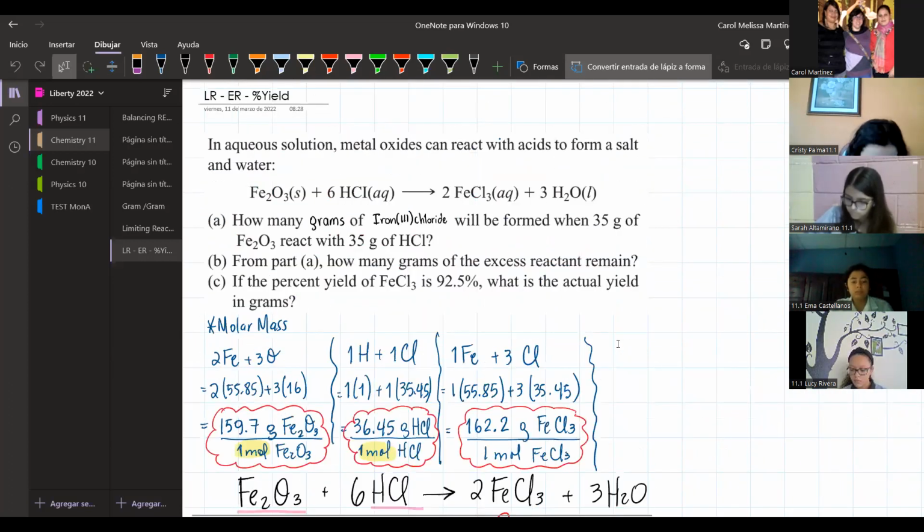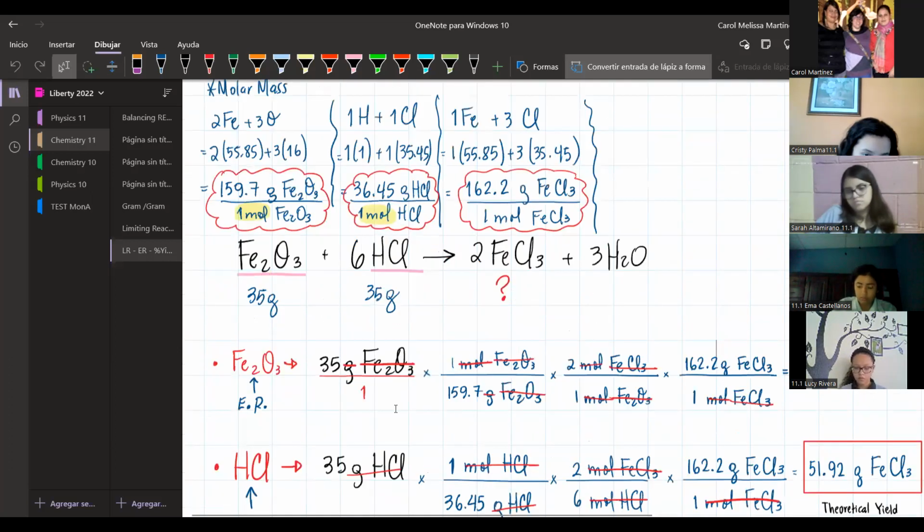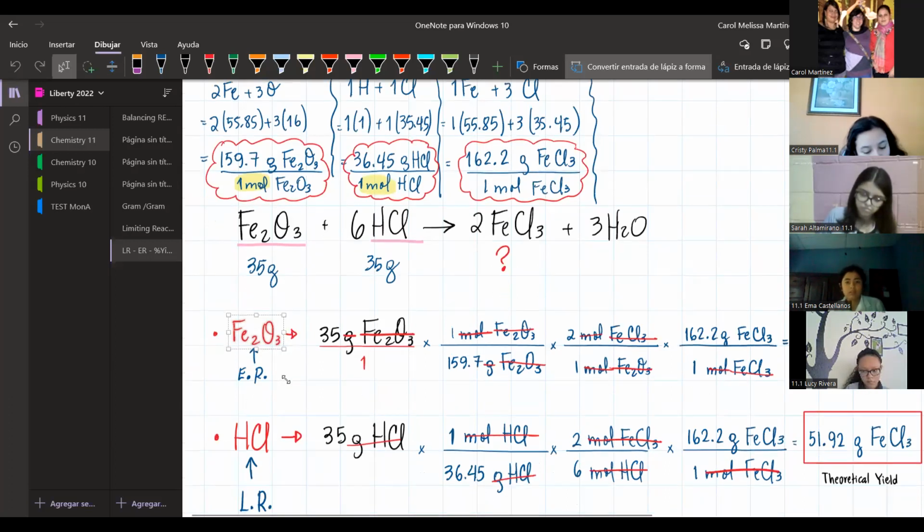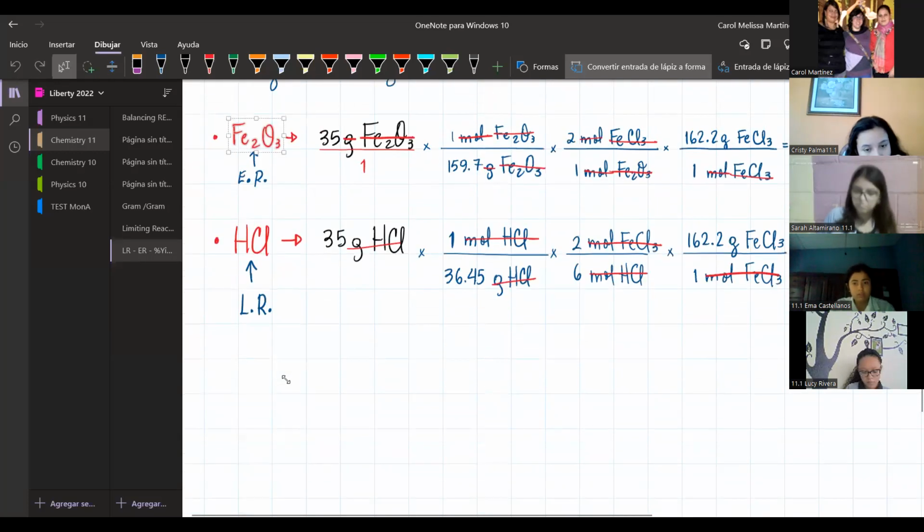It says from part A, how many grams of the excess reactant remain? So after the reaction takes place, all the amount of limiting reactant is going to be gone. All the 35 grams are going to be gone. But I want to know from the excess reactant, iron trioxide, how many grams will remain? So I'm going to calculate the leftover. So how do I do that?